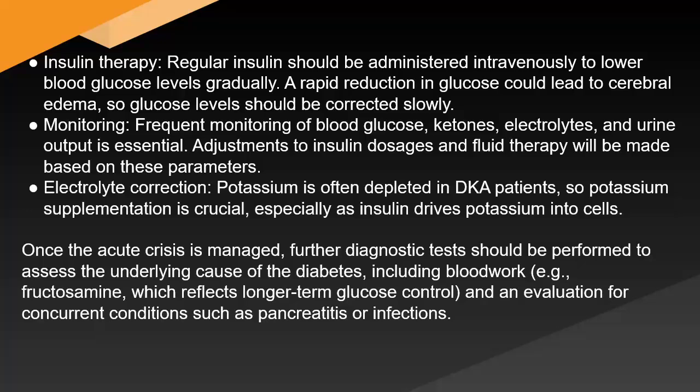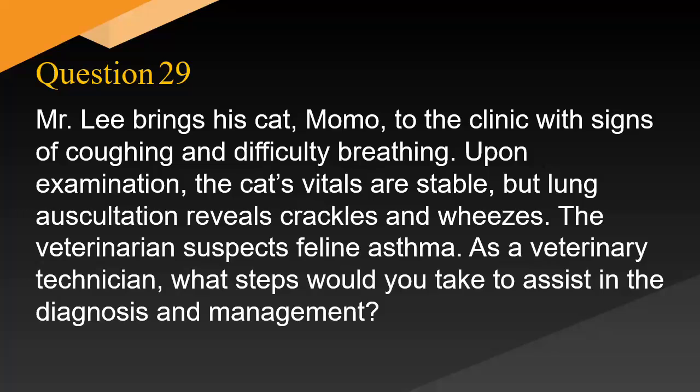Monitoring. Frequent monitoring of blood glucose, ketones, electrolytes, and urine output is essential. Adjustments to insulin dosages and fluid therapy will be made based on these parameters. Electrolyte correction. Potassium is often depleted in DKA patients, so potassium supplementation is crucial, especially as insulin drives potassium into cells. Once the acute crisis is managed, further diagnostic tests should be performed to assess the underlying cause of the diabetes, including blood work, fructosamine, which reflects longer-term glucose control, and an evaluation for concurrent conditions such as pancreatitis or infections.